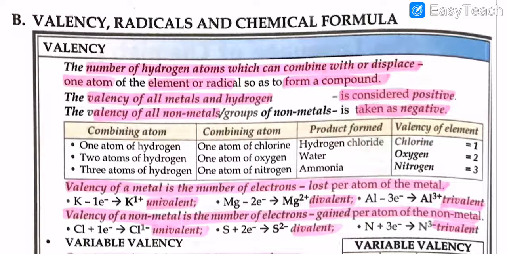As in, if I take one hydrogen atom, the number of them which have the ability to combine or displace with another atom of the element or radical to form a compound will be called the valency. So if I have one hydrogen atom combining with 2 or 3, that would be the valency of that certain element, right? So the valency of all metals and hydrogen is positive, and of non-metals is basically negative, all right?